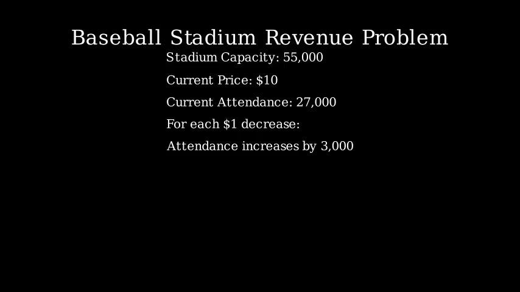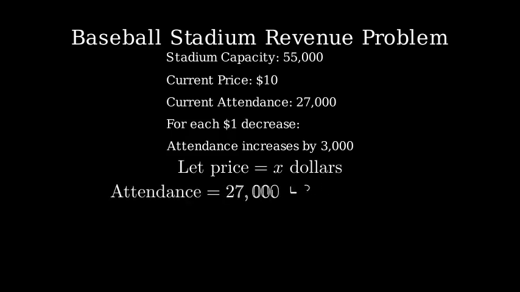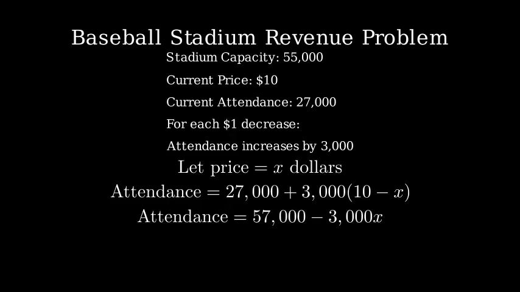Let's start by finding a function that models the revenue. Let's call the ticket price x dollars. Then the attendance will be 27,000 plus 3,000 times the decrease from $10. So our attendance function is 27,000 plus 3,000 times (10 minus x). This simplifies to 57,000 minus 3,000x.